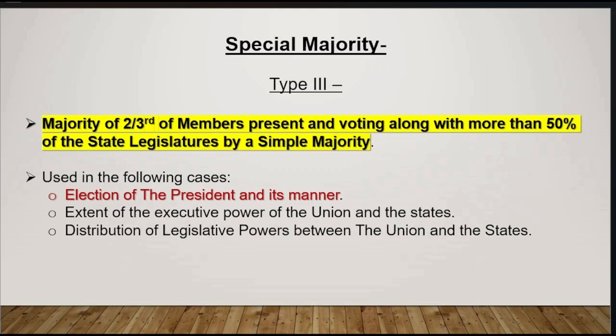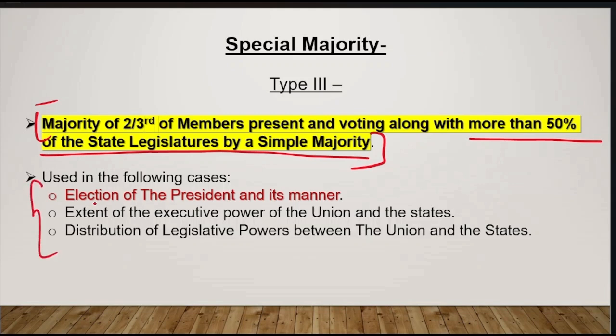Now what is type 3? Type 3 is a majority of 2/3 of the members present and voting. This is one condition, along with more than 50% of the state legislatures by a simple majority. That means more than 50% of the state legislatures we have, by a simple majority. Now, where is this type of majority often used? In the election of the president and its manner.